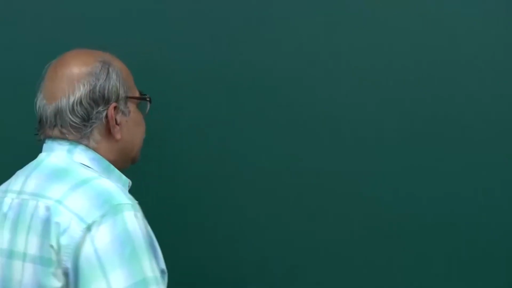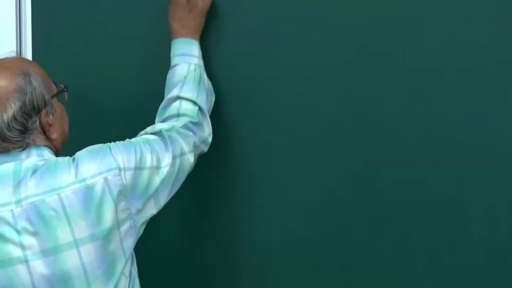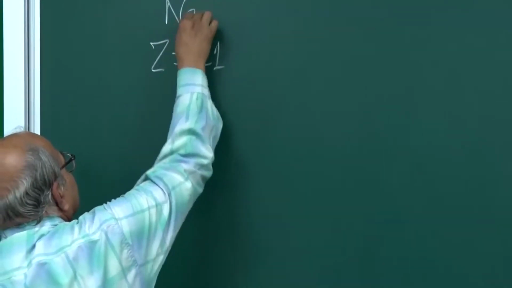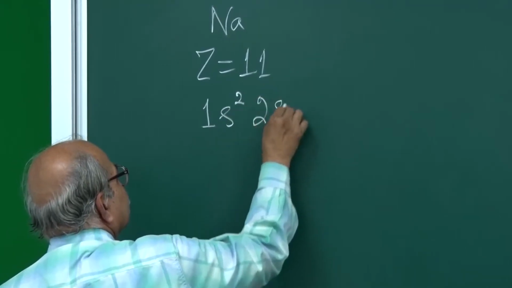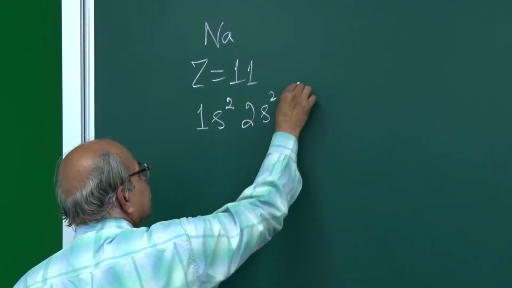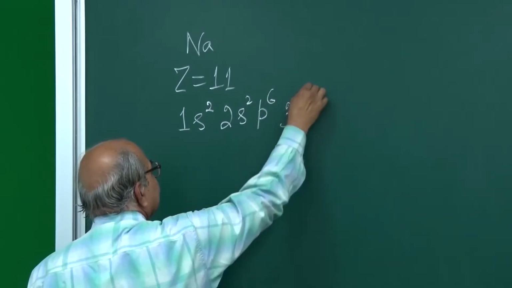So, in the previous lecture we discussed how in a solid the energy levels for electrons are grouped in different bands. If we again take the example of sodium, that is Z equal to 11, the configuration is 1s, 2 electrons here, 2s, 2 electrons here, 2p, 6 electrons here, and 3s, 1 electron here.